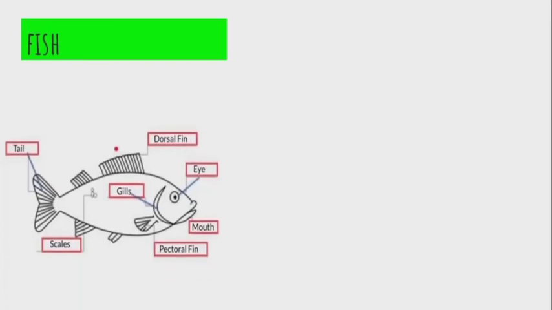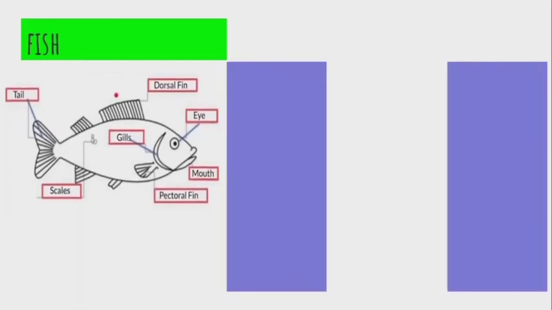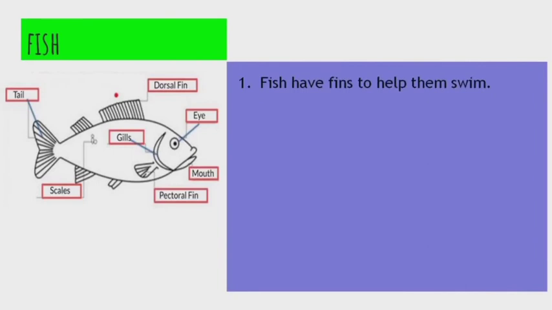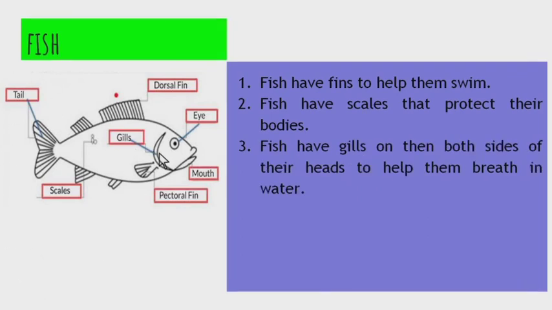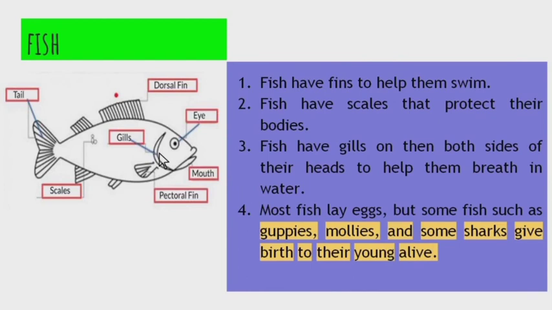Next group is fish. Now let's see this picture carefully. The common characteristics of fish are: fish have fins to help them swim. So these are the fins of the fish. And fish have scales that protect their bodies. Fish have gills on both sides of their heads to help them breathe in water. And most fish lay eggs, but some fish such as guppies, mollies, and some sharks give birth to their young alive. Only fish have fins.